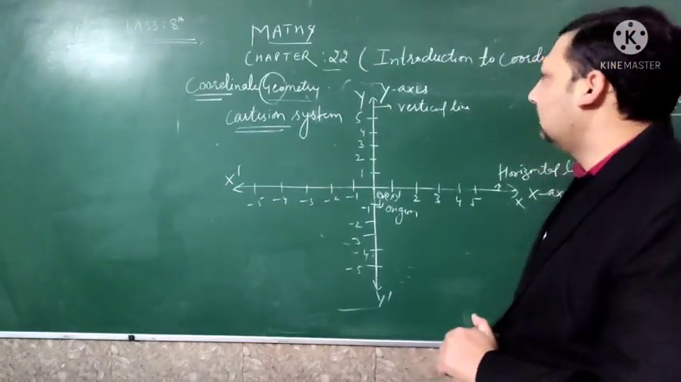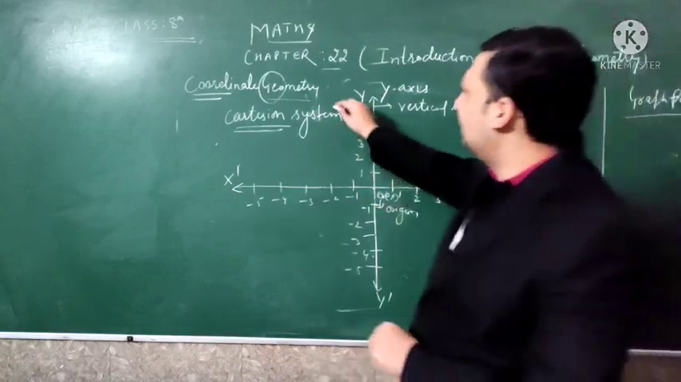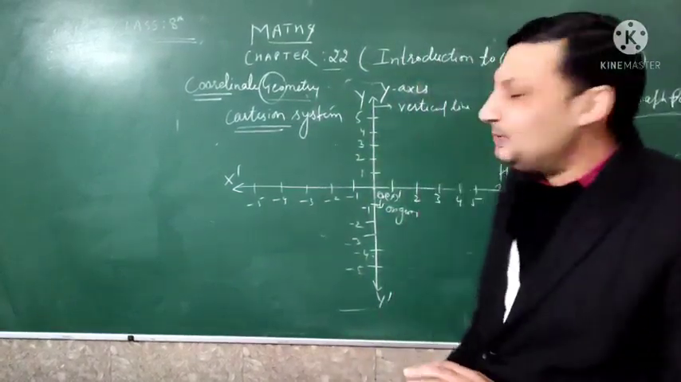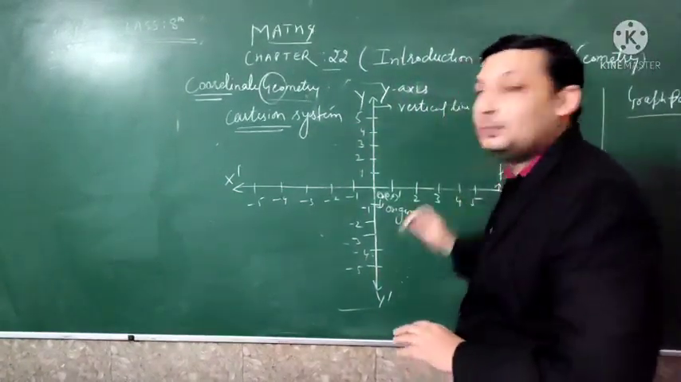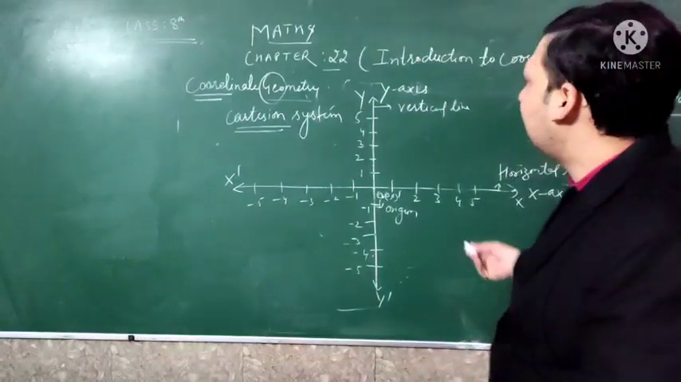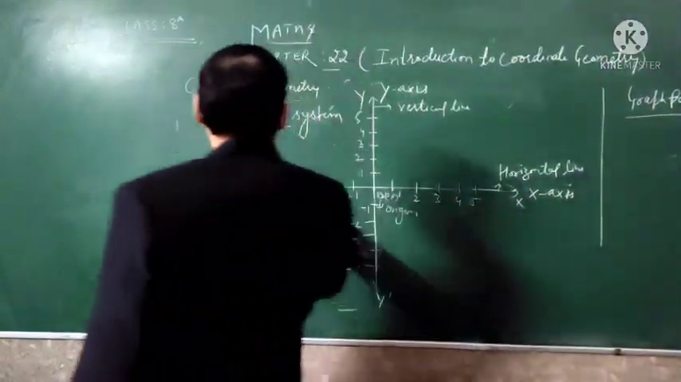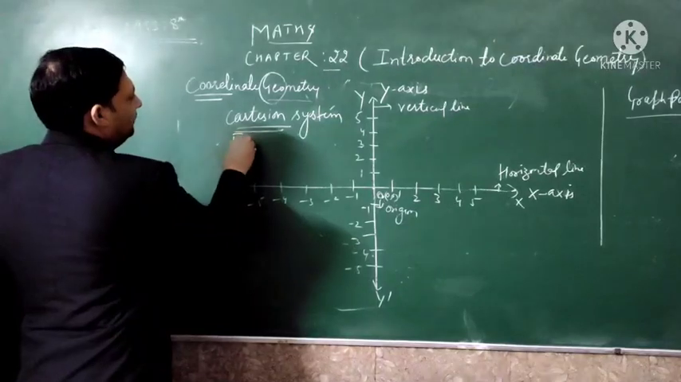Now we will discuss the Cartesian system. So, what is the Cartesian system? It divides a plane into four parts.